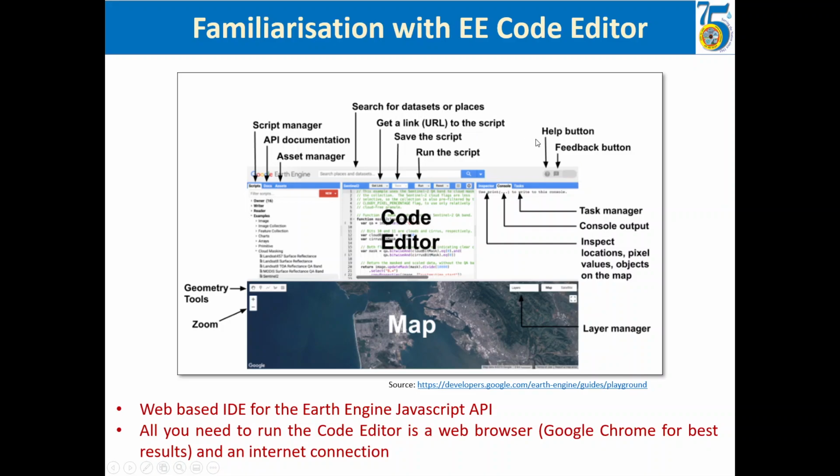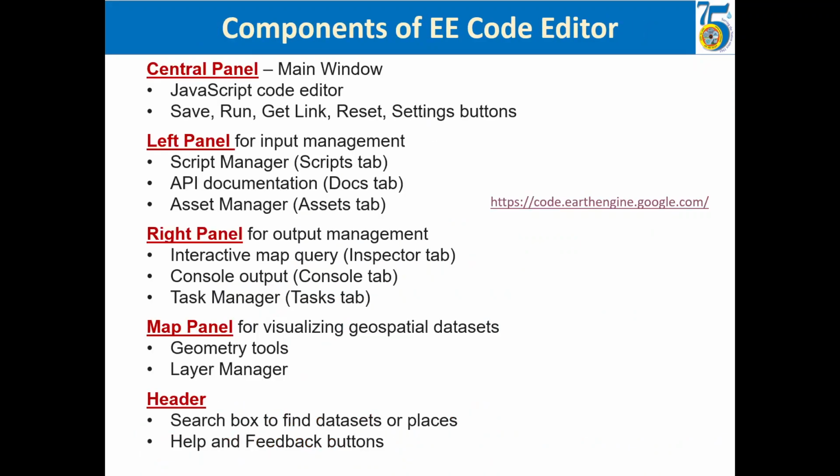And there are help buttons to access the user forums, the user guide, and feedback button for giving a feedback, and then reporting any bug issue, etc. So again, these are the basic components of the Earth Engine code editor.